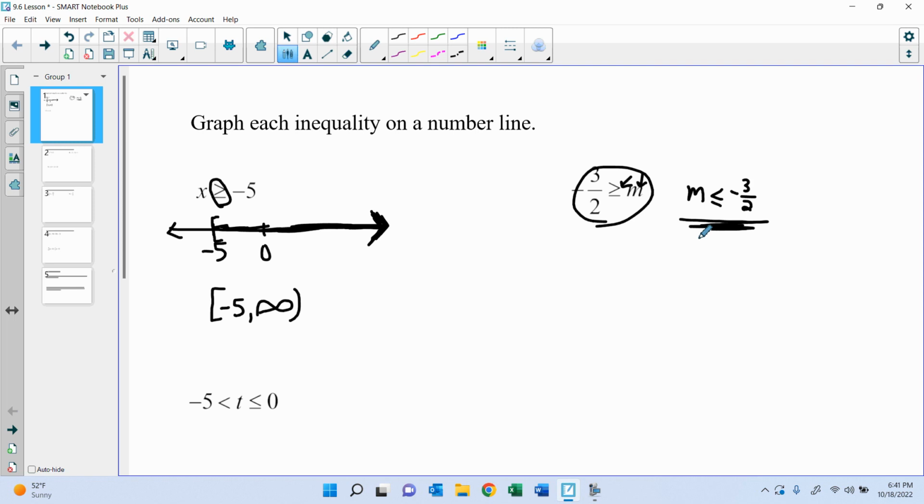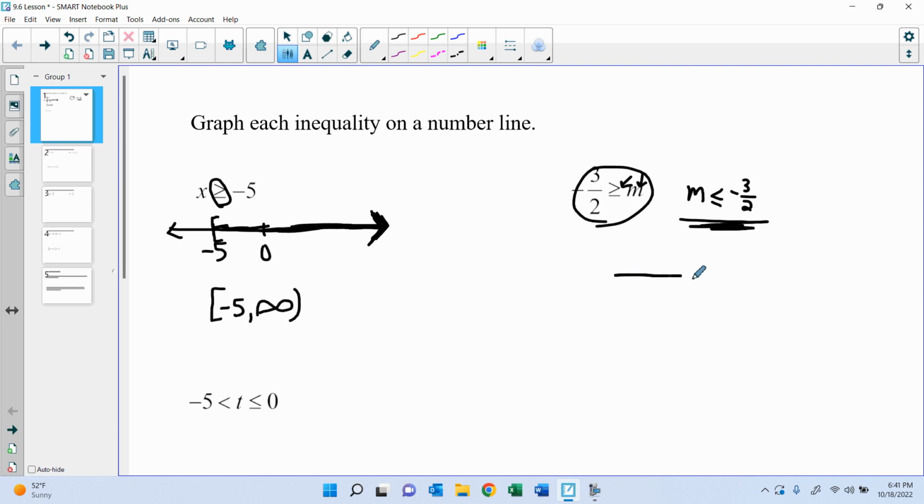But just make sure, so this is something to write in your notes, when you switch this around, everything switches. So the two sides switch, but also that inequality has to turn around. So make sure you make a big note of that.